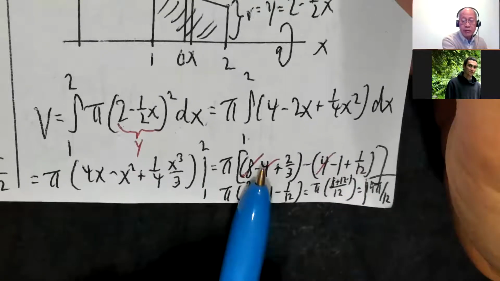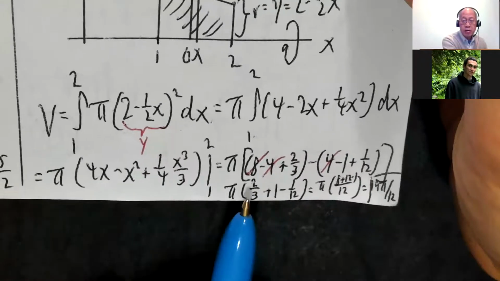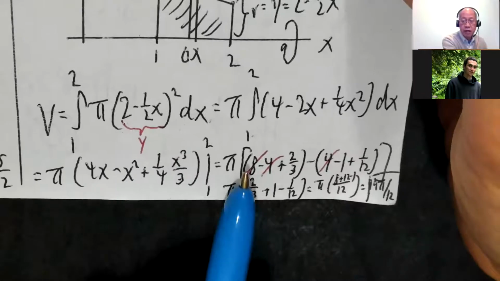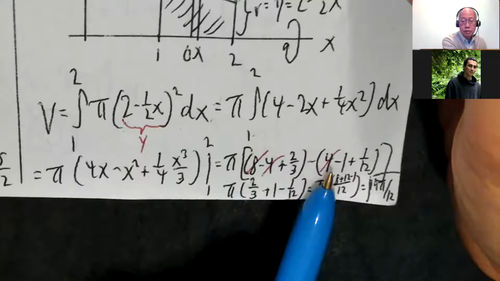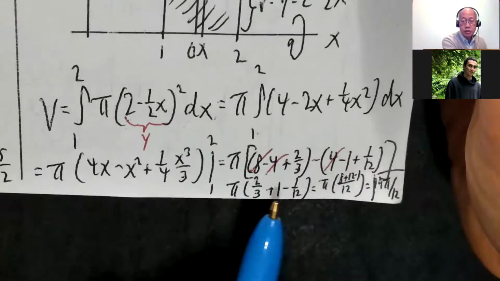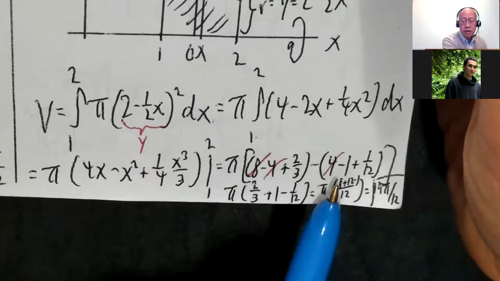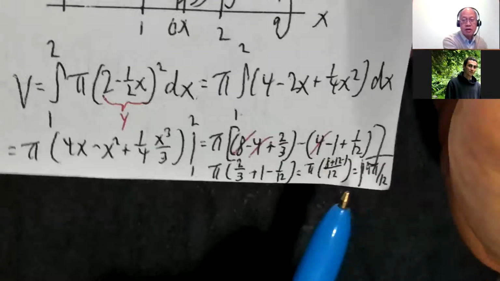Okay, see the thing I have in red? They all cross out because it's 8 minus 4 minus 4, right? 8 minus 4 is 4, minus 4 is 0. So I just have left 2/3 plus 1 minus 1/12.